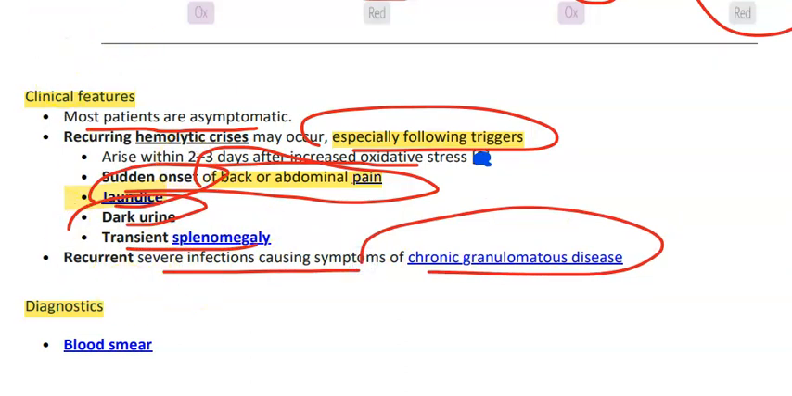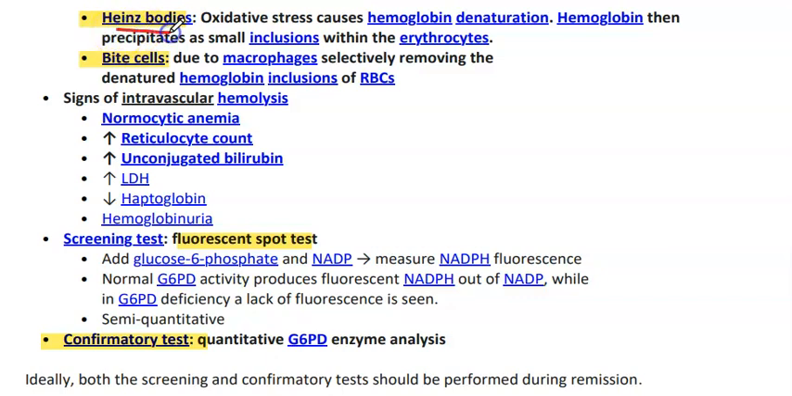Diagnosis: we can do a blood smear. On the smear we will find Heinz bodies, which are the hemoglobin inclusions within the erythrocytes due to hemoglobin denaturation. Then we have bite cells. These are due to macrophages, which remove the denatured hemoglobin inclusions of RBCs. There will be signs of intravascular hemolysis like normocytic anemia, increased retic count, increased unconjugated bilirubin, increased LDH, decreased haptoglobin, and hemoglobinuria, as it is a type of hemolytic anemia, and a non-immune mediated type, which is due to an intrinsic defect like enzyme deficiency in the RBC. So there will be signs of hemolysis and normocytic anemia.